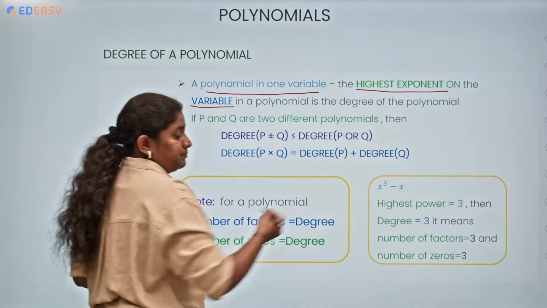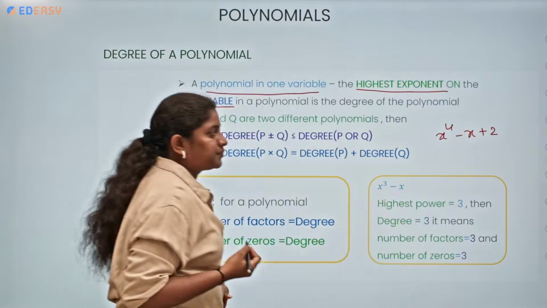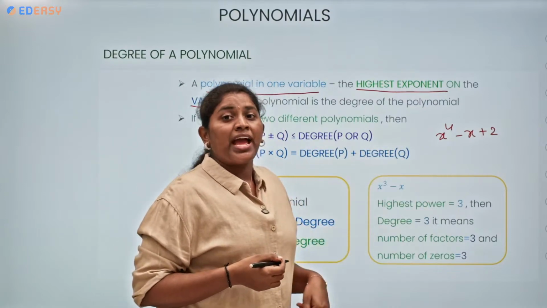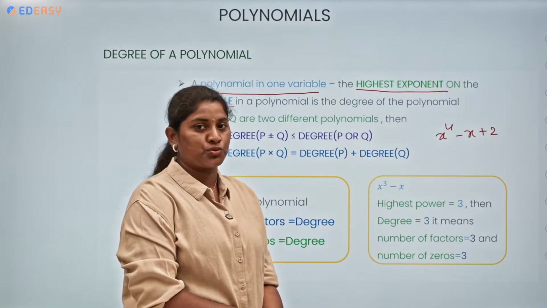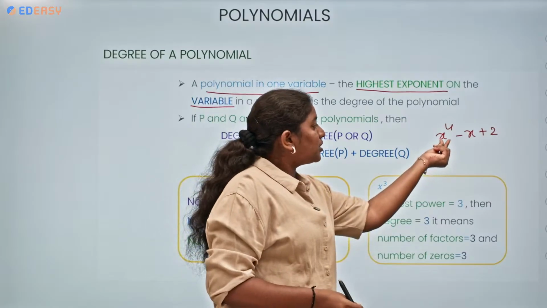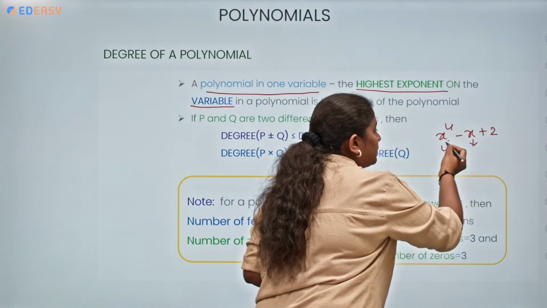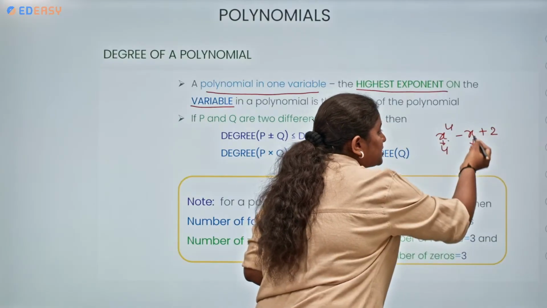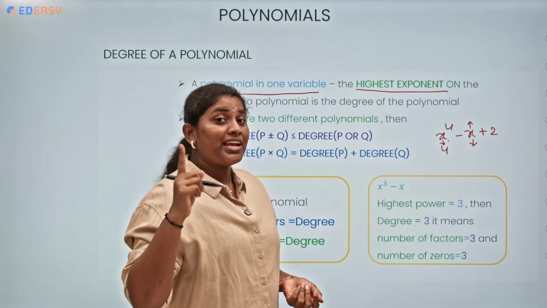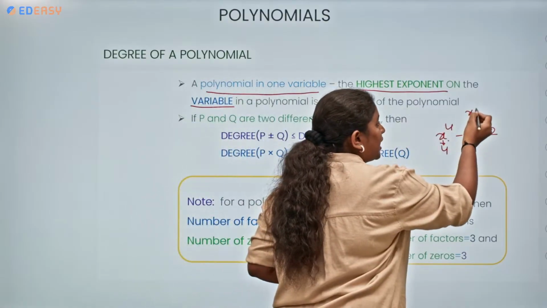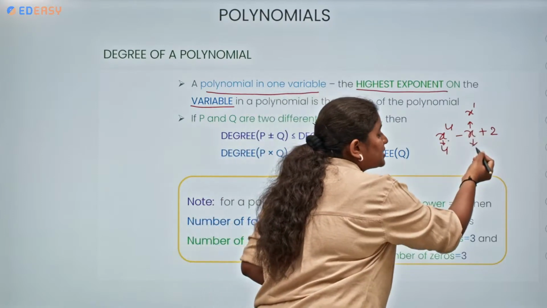Okay, for example, I have x to the power 4 minus x plus 2. This is my polynomial and here I have three terms, that is x to the power 4, minus x, and plus 2. Now, if you observe here, what is the power of the variable? The power of the variable is 4, and here the power of the variable is 1. Why? Because x has the power 1. If I have x to the power 1, that is nothing but x only. For that reason, the power of the variable x is 1.